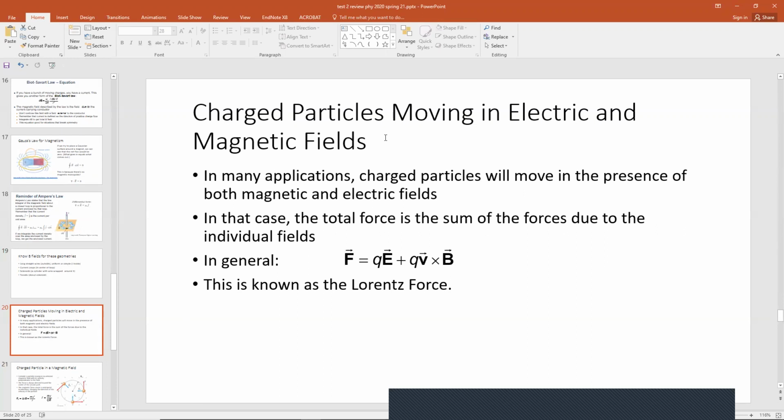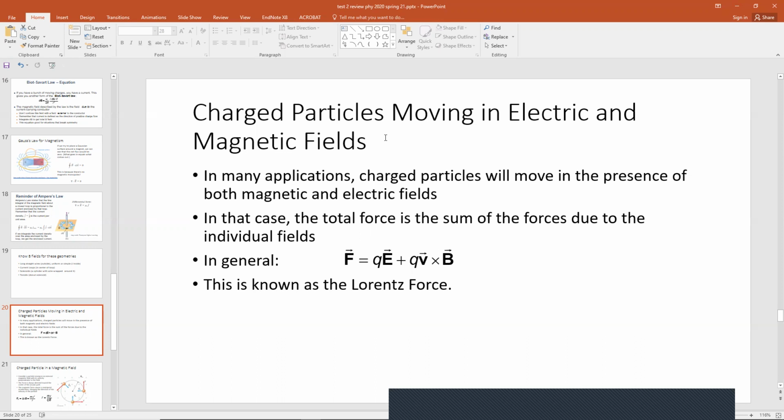Now let's talk about the forces that fields exert on charged particles, okay? We already knew from previous studies that the force from an electric field on a charge was F equal to QE. But now we're adding on and getting the full Lorentz force law. The full Lorentz force law says that the force on a charged particle in an electromagnetic field is equal to QE plus QV cross B, okay?